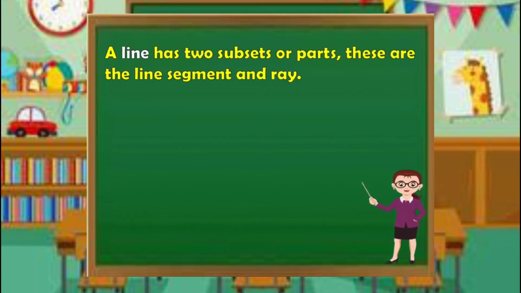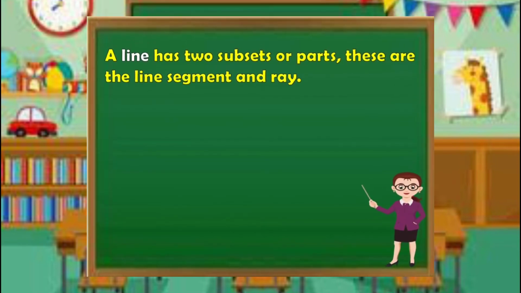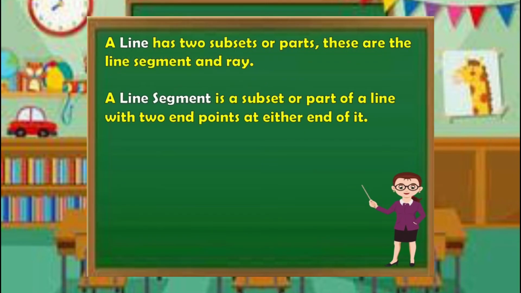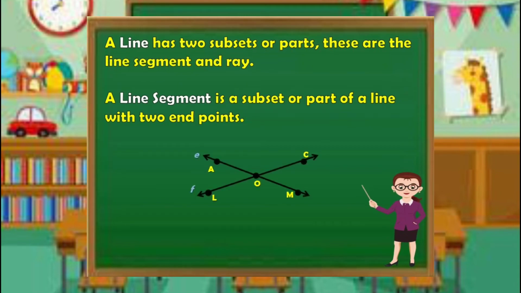A line has 2 subsets or parts. These are the line segment and the ray. A line segment is a subset or part of a line with 2 endpoints, one at either end. This means it can no longer lengthen or shrink. In our illustration, we have line E and line F. From point A and point O, we have formed the line segment AO. Place a line segment symbol above the letters of its name. As mentioned, it has endpoints on both ends.